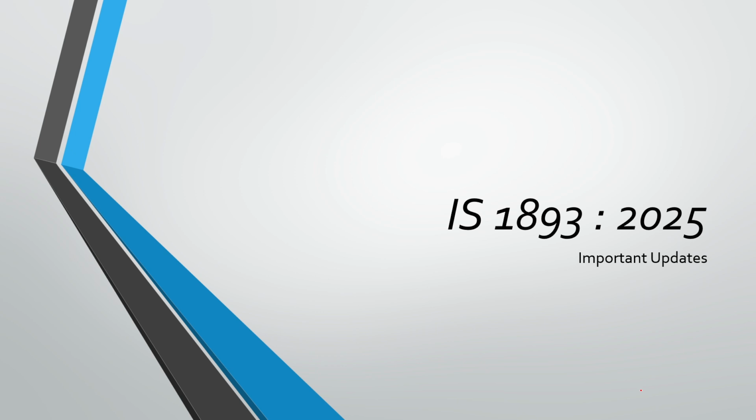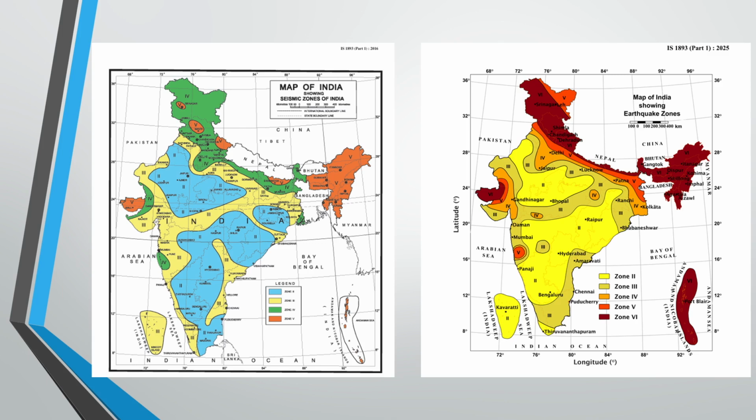In this video, I am going to discuss with you some of the important updates from IS 1893 2025, and I am going to compare with IS 1893 2016. Okay, so we'll start with the map of India showing seismic zones.